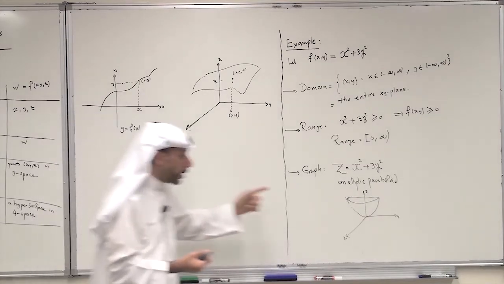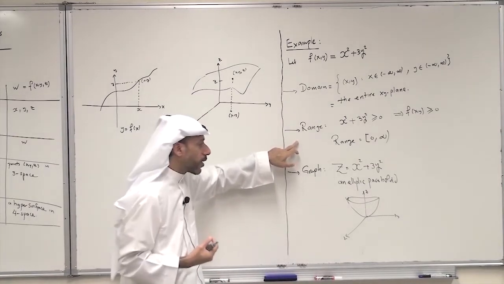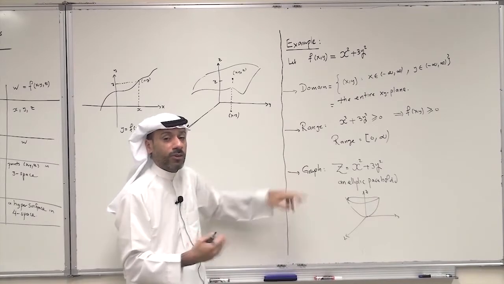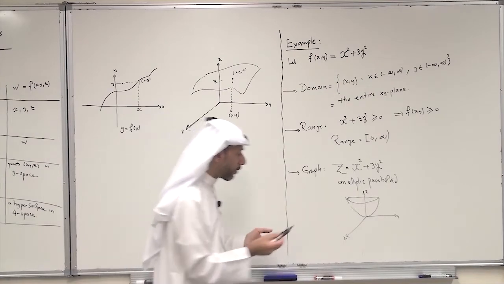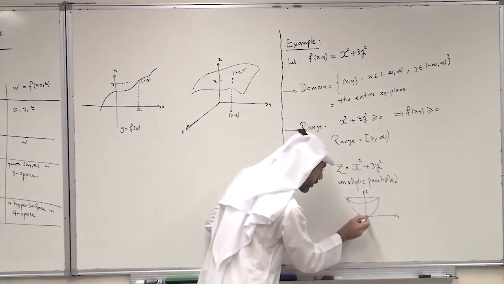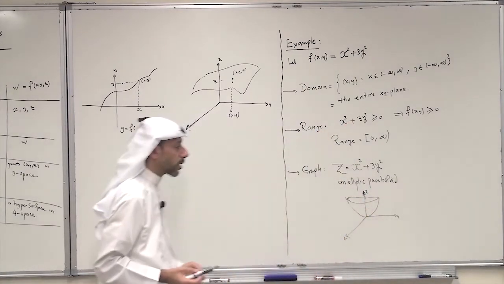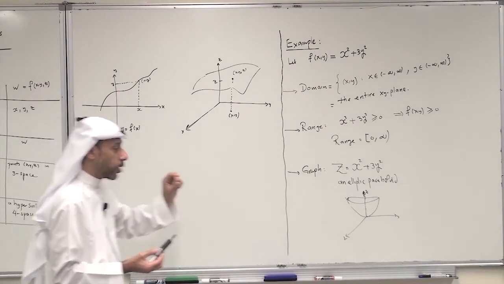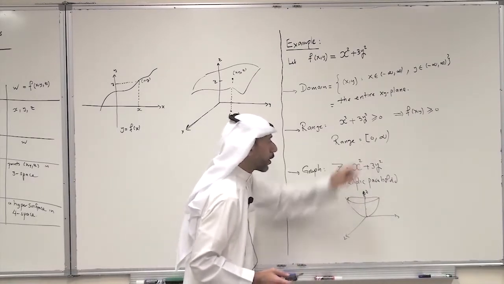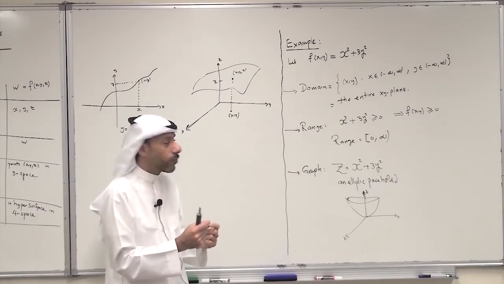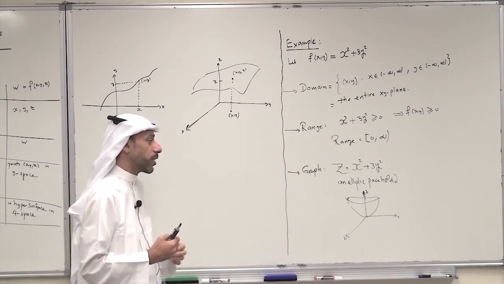A point here about the range. In fact, finding the range is always not easy. But one of the ways to find the range is from the graph, if possible. If we can graph the function, then we can get the range from the graph. And here from the graph, notice the possible values of z are z greater than or equal to 0. All values greater than or equal to 0. We can read the values of the range from the z-axis. And here it is from 0 to infinity. So specifically for the range, if you can graph, sometimes it is easier to find the range from the graph.